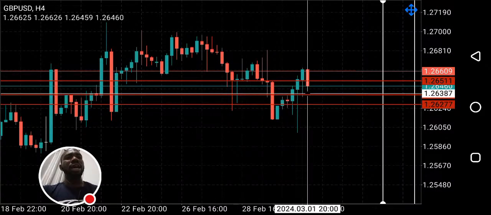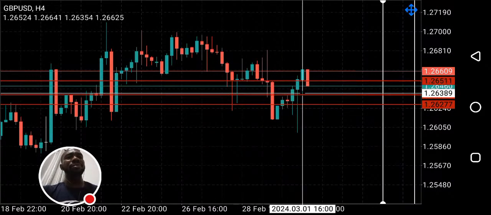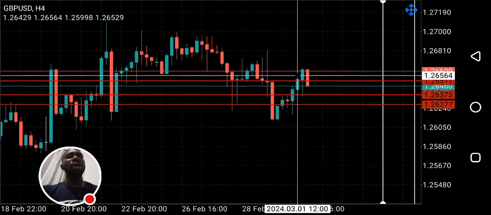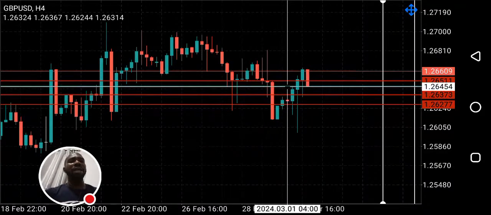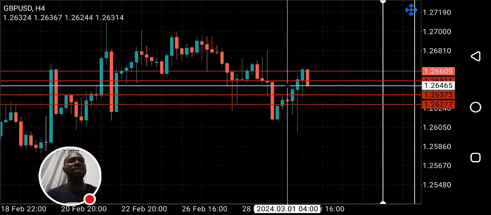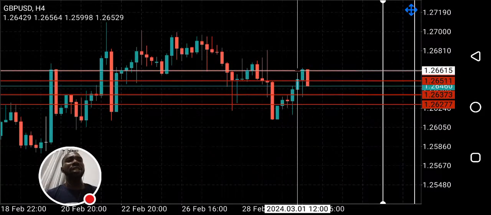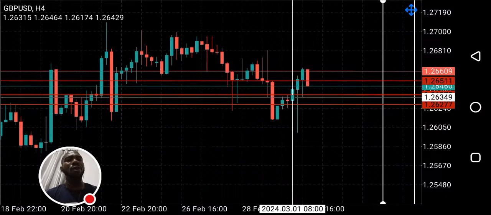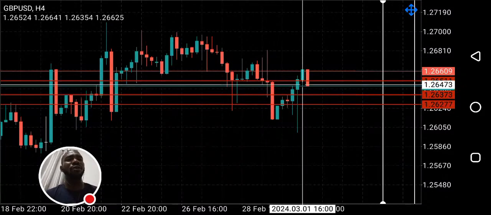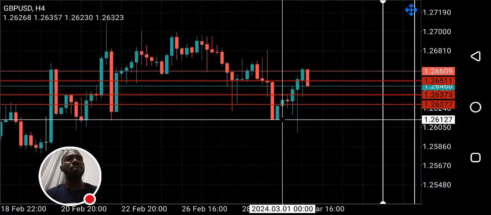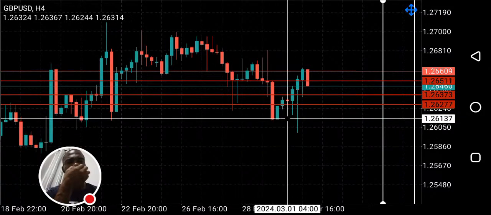Can you see that? And we also have a hammer. You can see this hammer candle. This is a confirmation that we have more buyers in the market than sellers. So we should look for buy opportunity. As you can see, this move that occurred on this hammer candle, the first thing they did was to hunt for stop losses at this low.